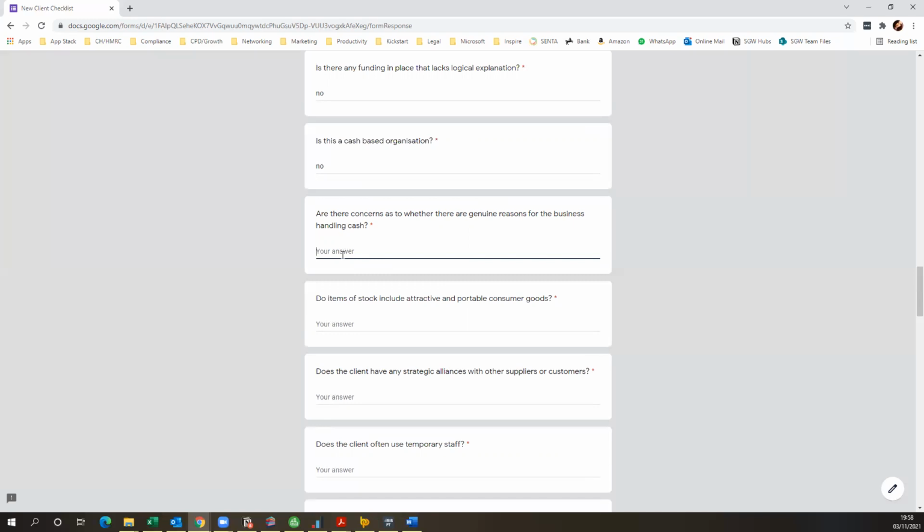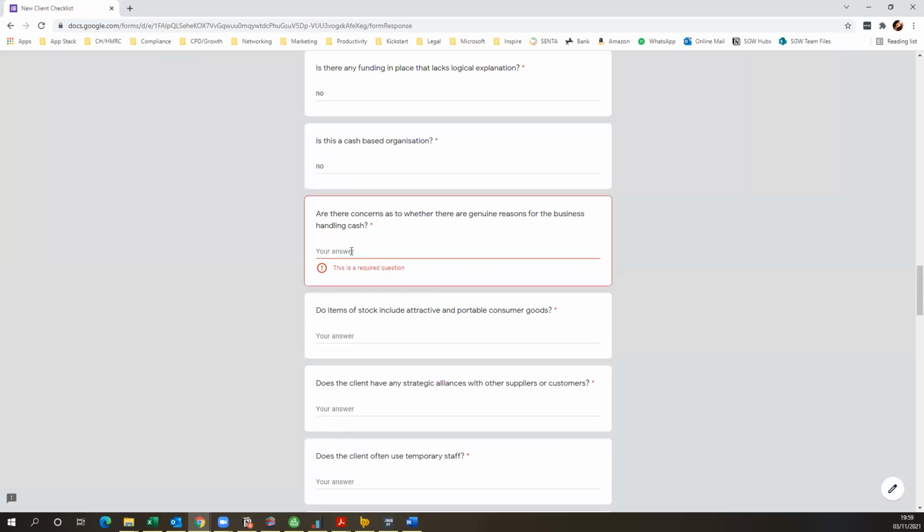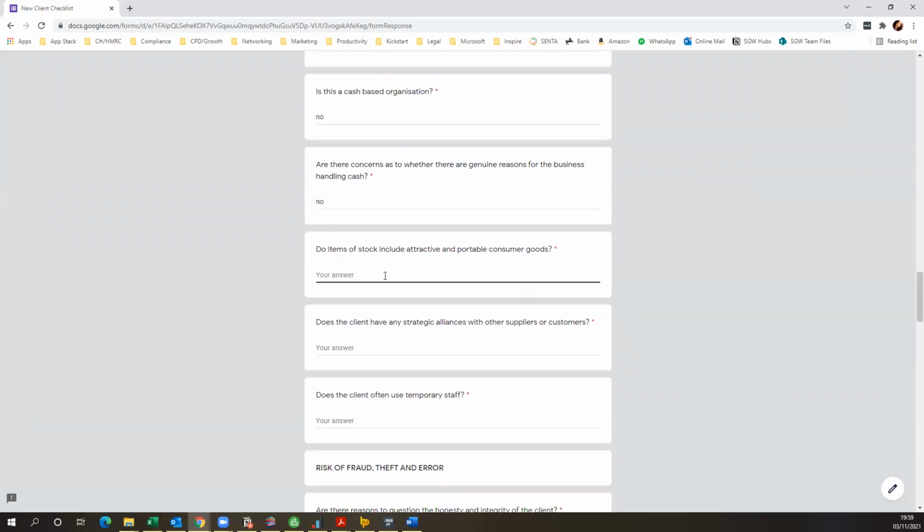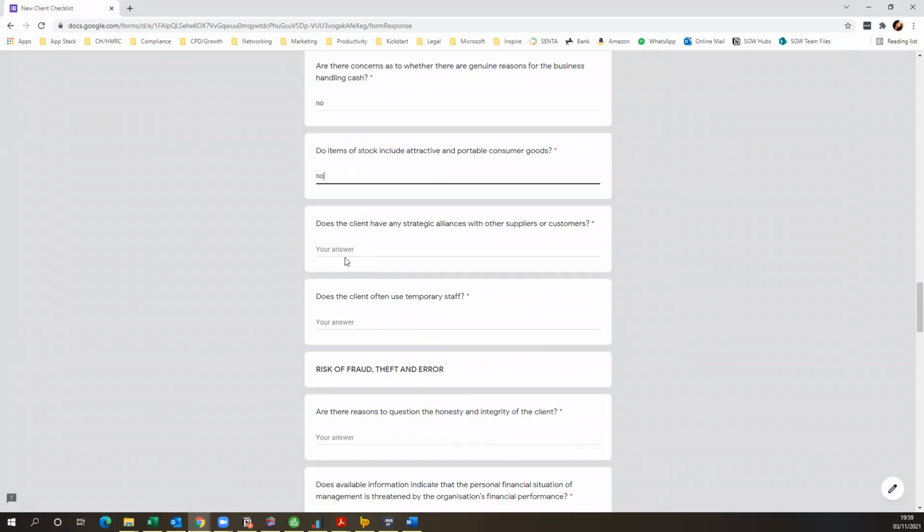Are there concerns as to whether there are genuine reasons for the business handling cash? Do you have any concerns, basically? Do items of stock include attractive and portable consumer goods? Obviously, the concern there is that they've been stolen, fallen off the back of a lorry, and they're being resold.